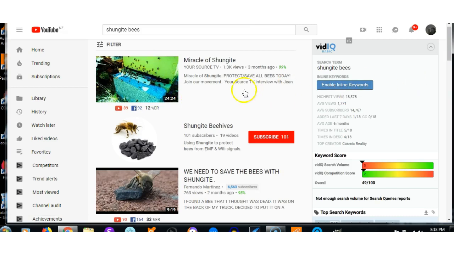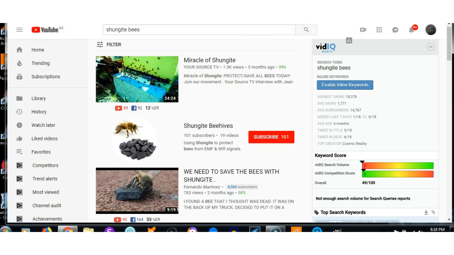One guy, I think it's in this video, his production, the bees' production, went up eightfold after putting Shungite near the entrance and also painting the beehives. The bees love it. The bees don't have a placebo effect.